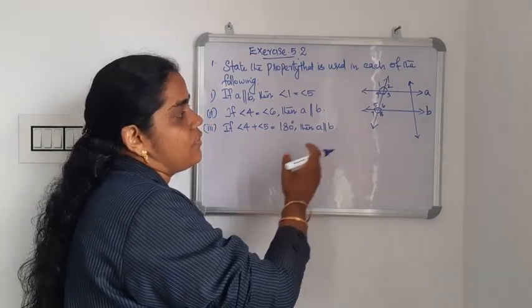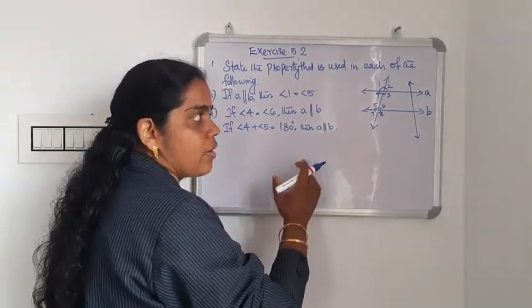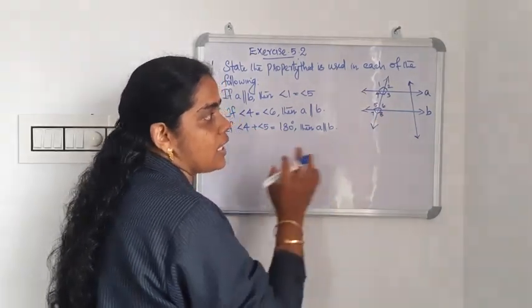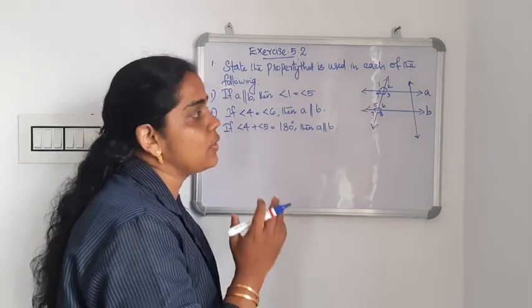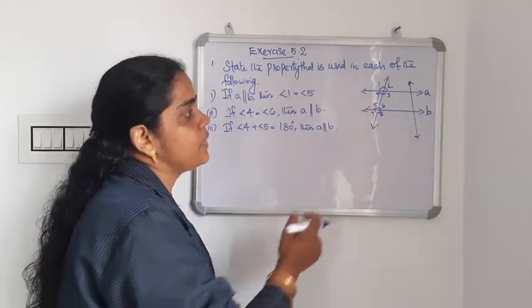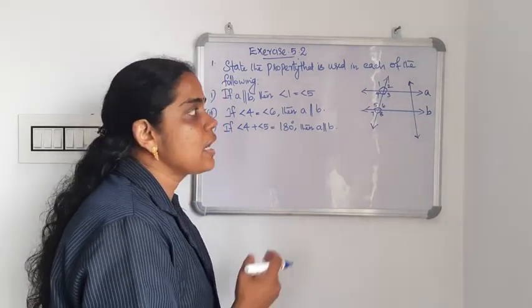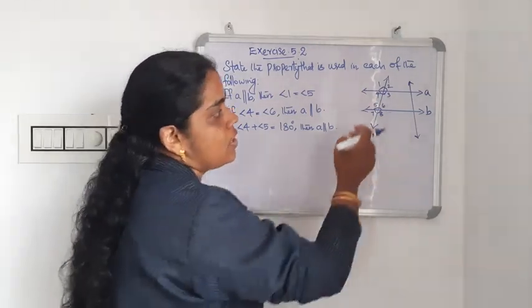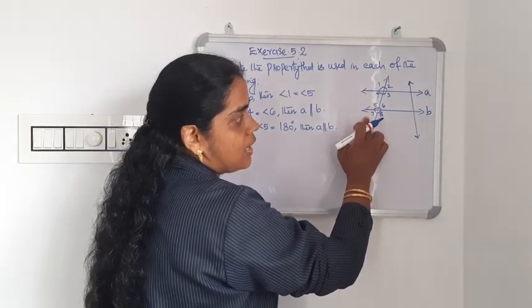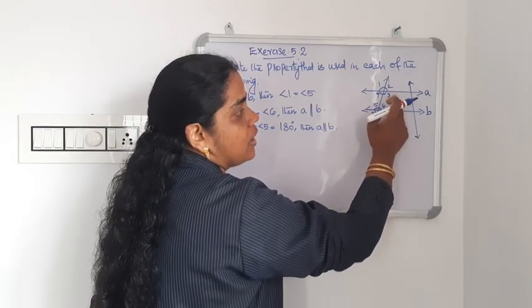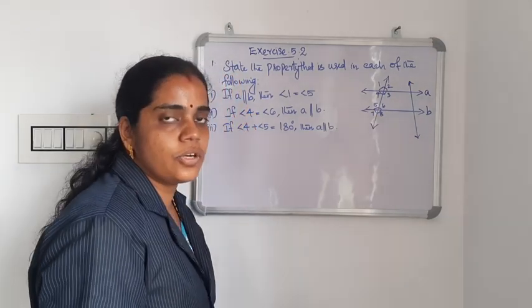In this question, we need to apply some property. Already we studied it, and before that we can revise one more time. What are the names of those particular angles? Do you remember? 1, 5. What is 1, 5? It is a corresponding angle. 4, 7 are corresponding angles. 2, 6 are corresponding angles. 3, 8 are corresponding angles.